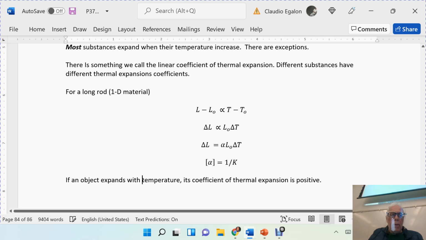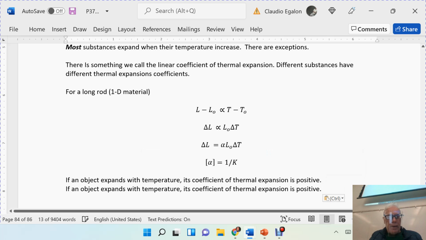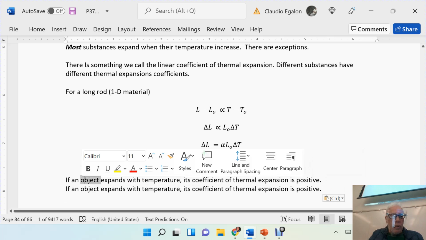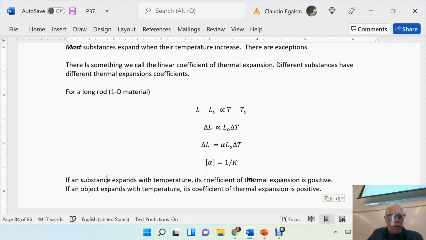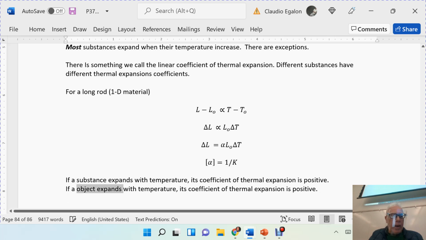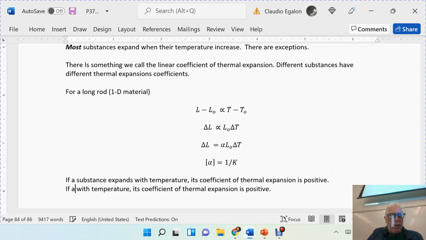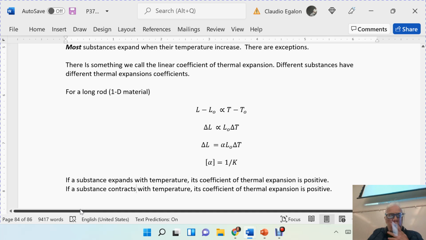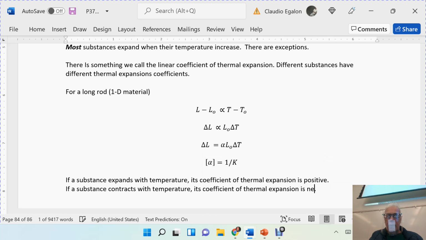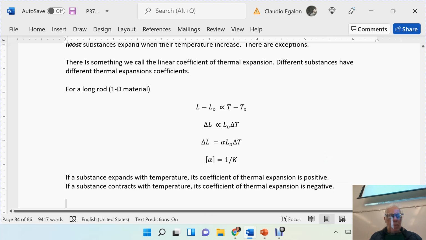If an object contracts with temperature, and like I said, there are substances that do that, not objects, if a substance contracts, this coefficient of thermal expansion is negative. Like I said, there are substances with negative thermal expansion coefficient. But they're oddballs. They're not the rule, they are the exception.